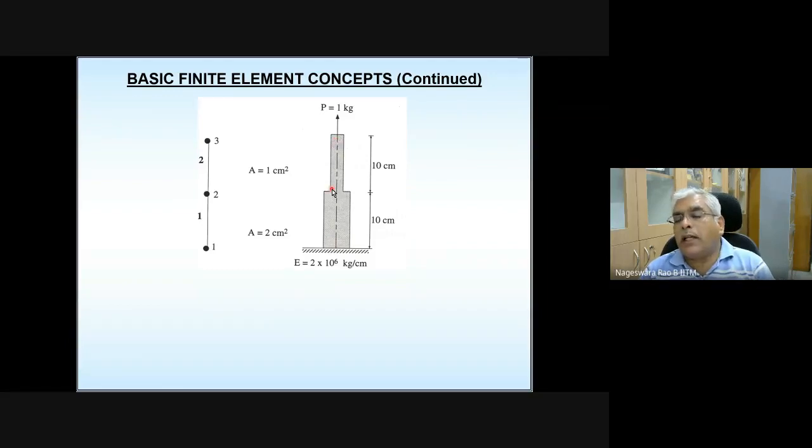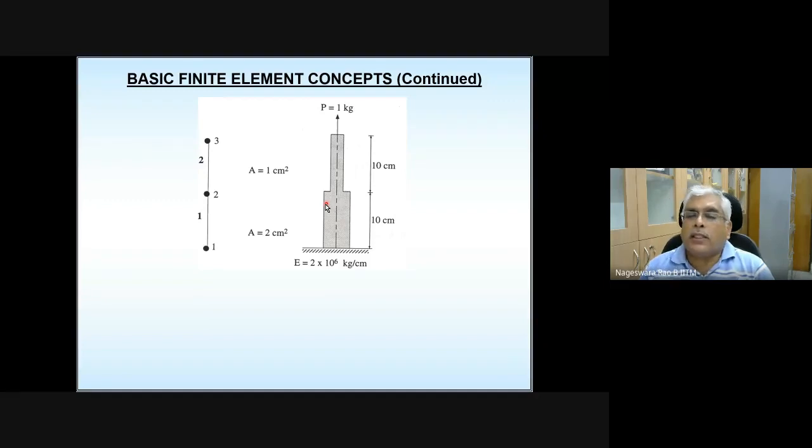elements, whether you need to use 2 elements in this region, 2 elements in this region. If you want, you can try doing it, but usually 1 element is enough. 1 element is enough in each region for this kind of problem, for this axial deformation problem, 1 element is good enough to give the accurate result.